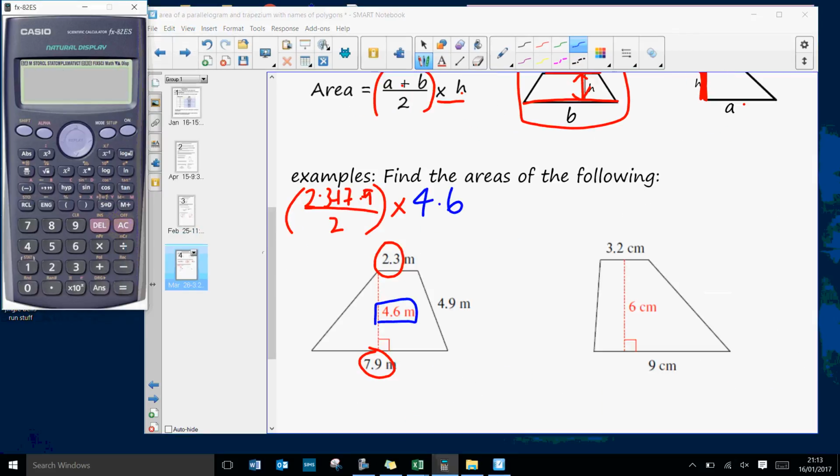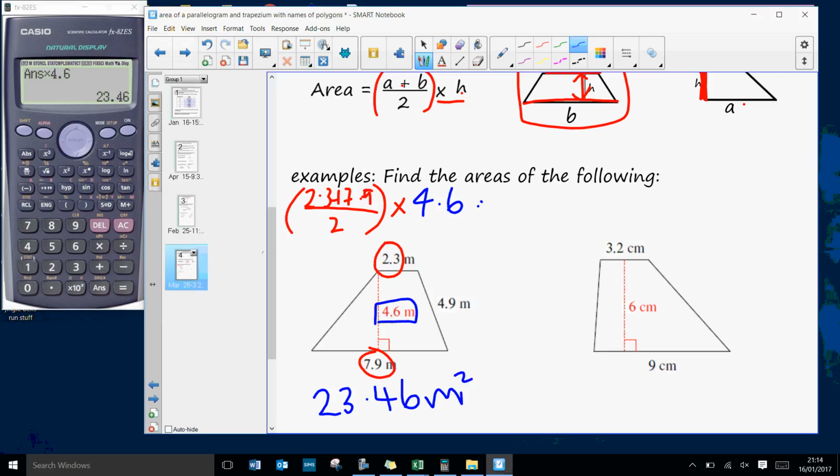So 2.3 plus 7.9, and then I'm going to divide that answer by 2 and multiply it by 4.6. You can see that because I've shown my step of working here, I don't need to show each step of calculation. And that's not very helpful, so we'll press the SD button and we get 23.46, and this case would be meters squared.